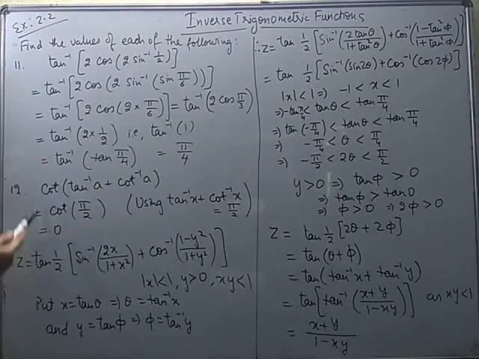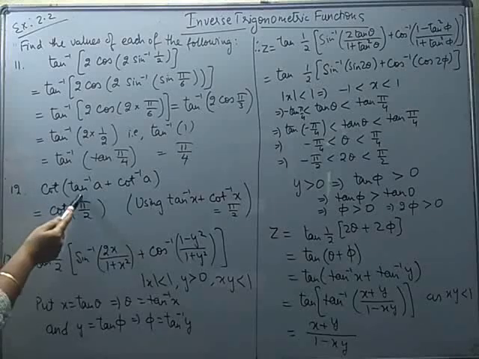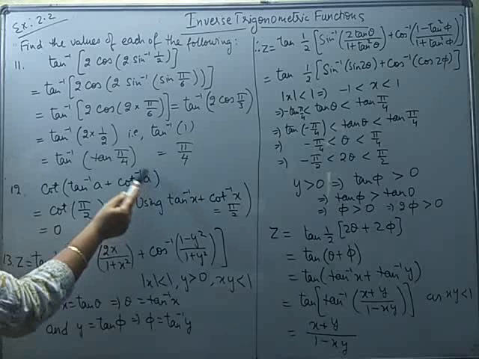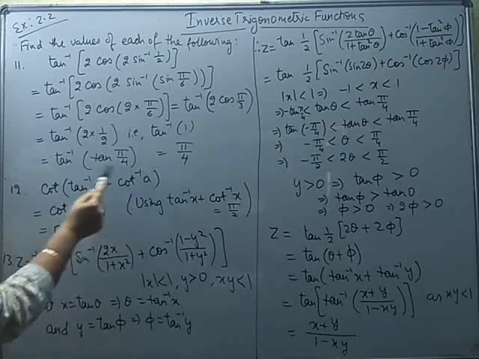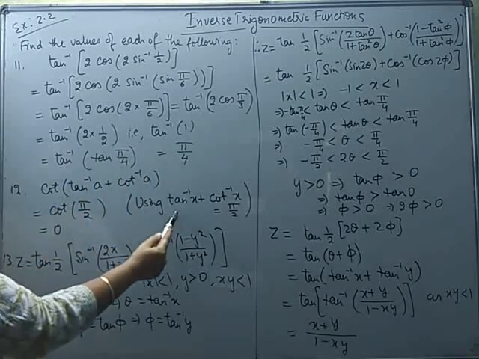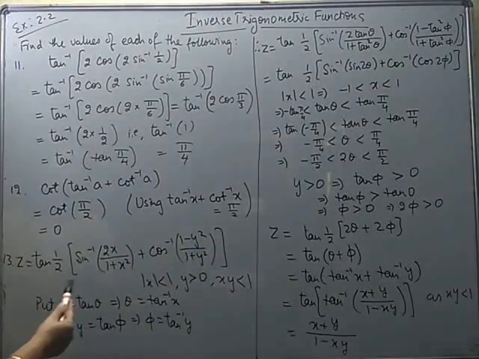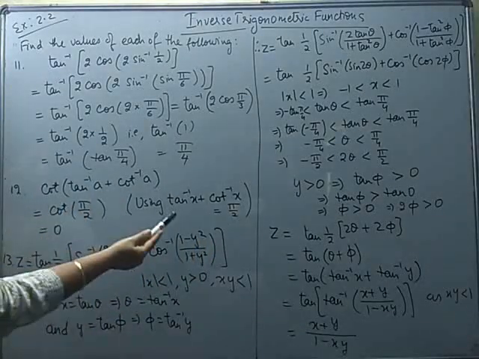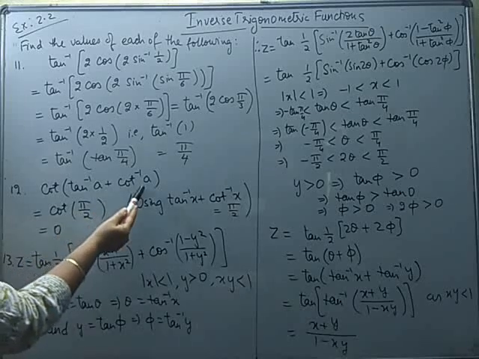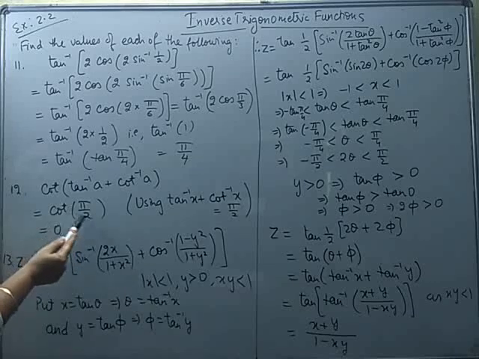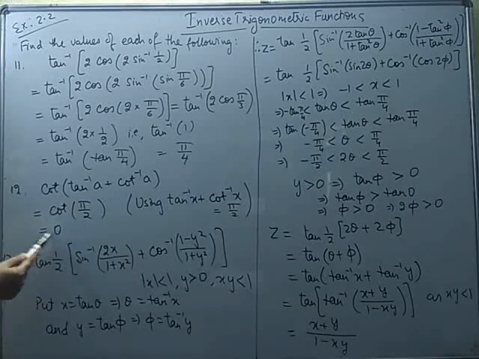Then see the next one. It is cot of tan inverse A plus cot inverse A. In order to solve it, you need to recall the property involving the sum of these two types. We have an identity which says tan inverse x plus cot inverse x is pi by 2. So keeping that in mind, tan inverse A plus cot inverse A can be written as pi by 2. That makes it cot pi by 2, which is equal to 0.